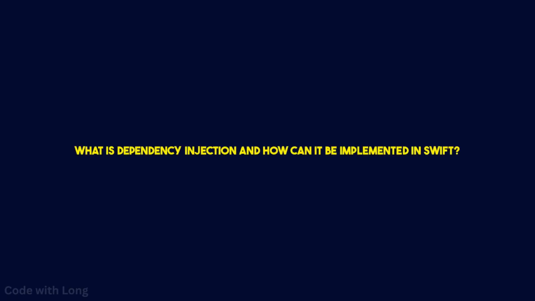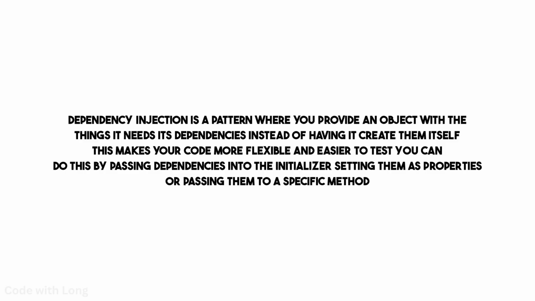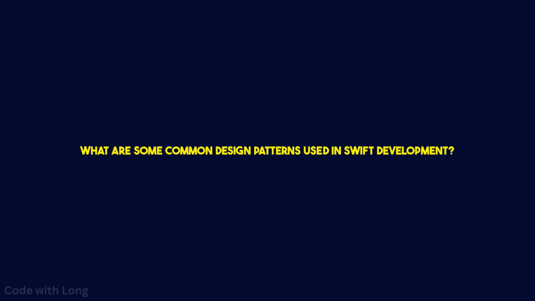What is dependency injection and how can it be implemented in Swift? Dependency injection is a pattern where you provide an object with the things it needs, its dependencies, instead of having it create them itself. This makes your code more flexible and easier to test. You can do this by passing dependencies into the initializer, setting them as properties, or passing them to a specific method.